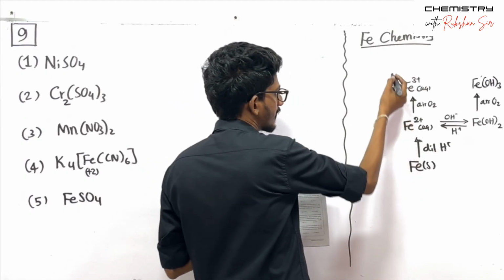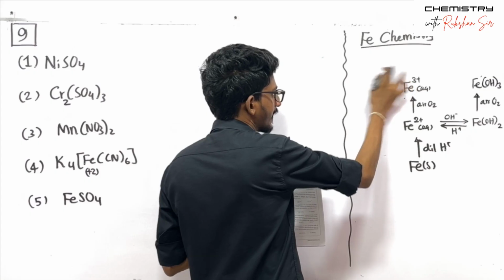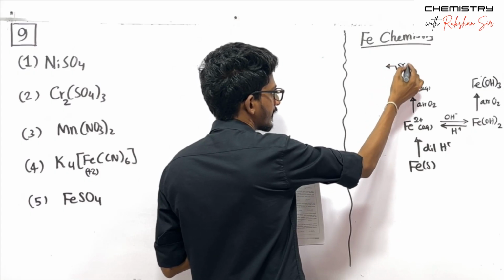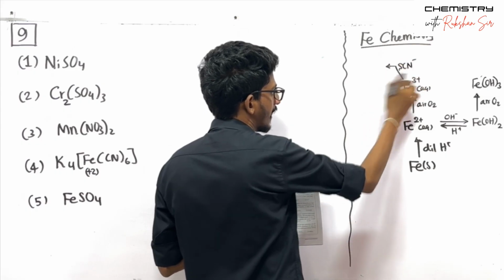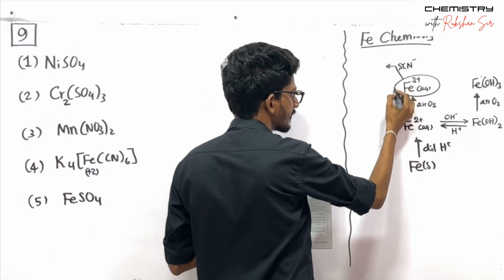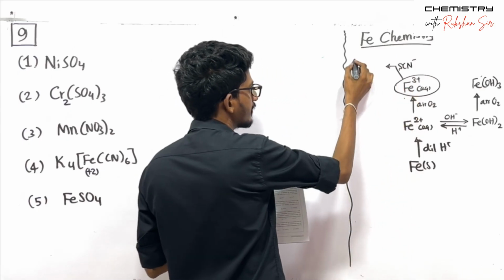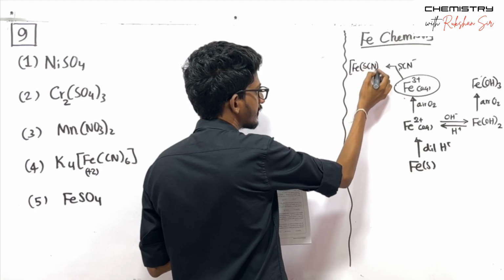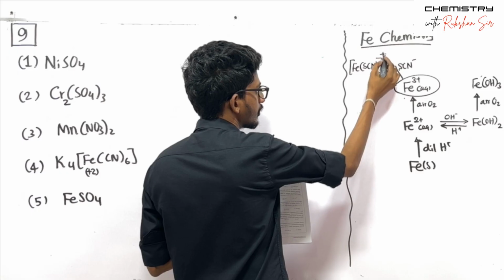And CN minus ions can be used to identify the Fe3 plus ions. It will form Fe CN complexes.